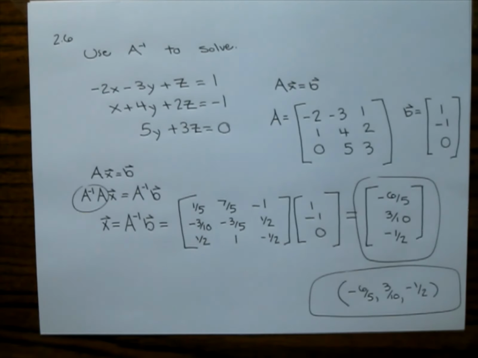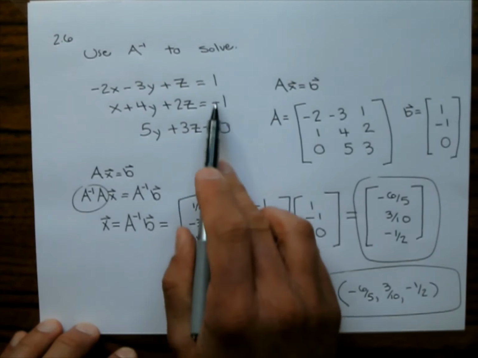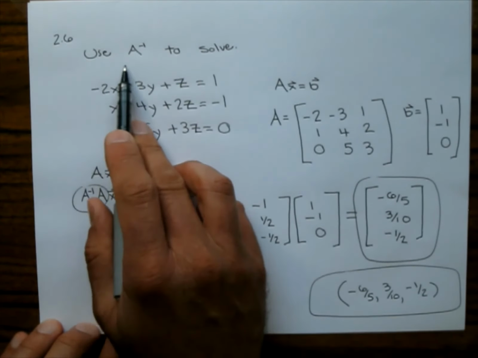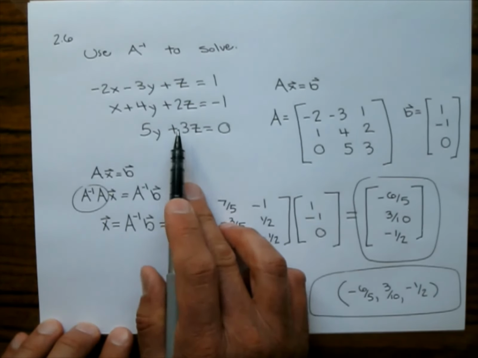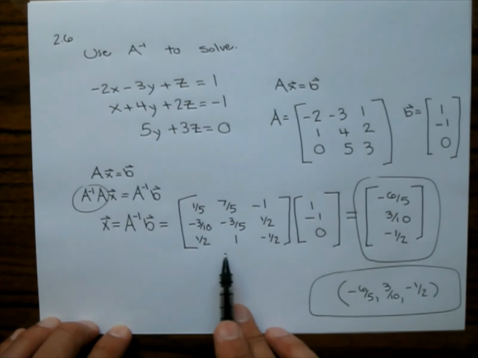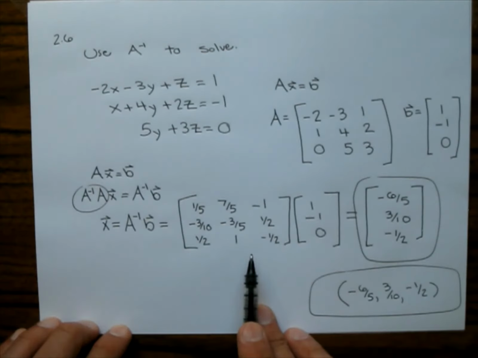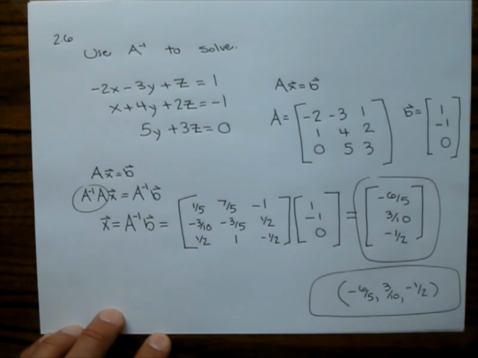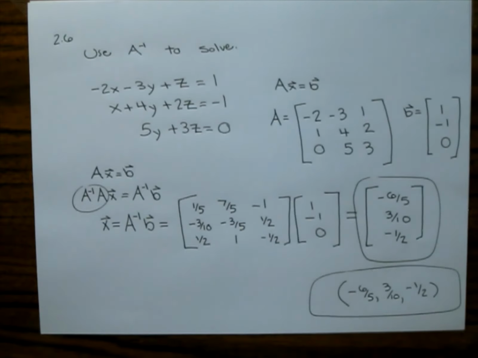Now normally, if I just had a system from scratch, I would just do Gaussian elimination, but on the test, if asked to do it this way, you should multiply the inverse matrix times the right-hand side vector. This way will only work if you've got an n by n system. That means n equations and n unknowns, and this matrix here has to be invertible, otherwise this is not going to work.